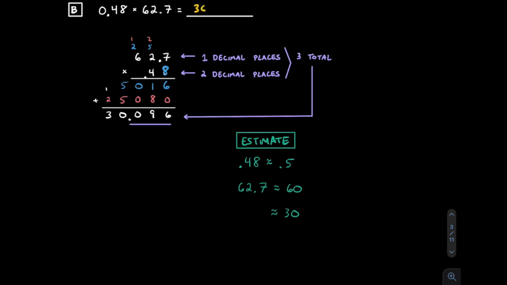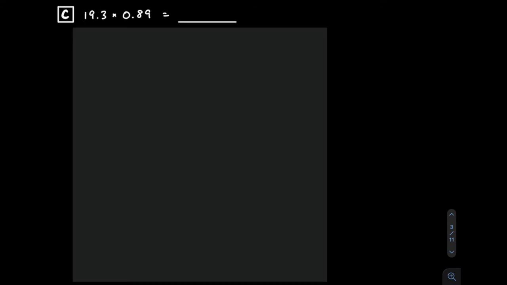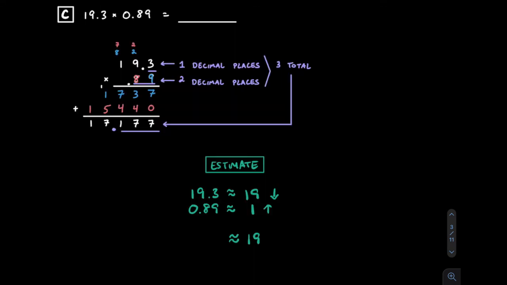Now it's your turn. Pause the video and give this one a try. Unpause it when you're ready to see the answer. The product should be 30 and 96 thousandths. And here's another. Pause the video and give this one a try. Here, the product should be 17 and 177 thousandths.